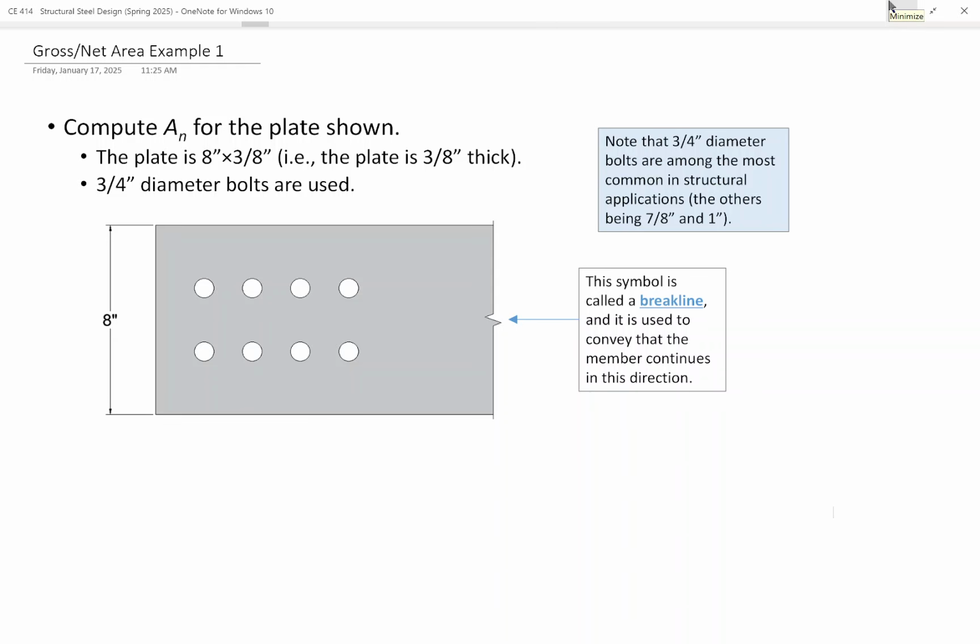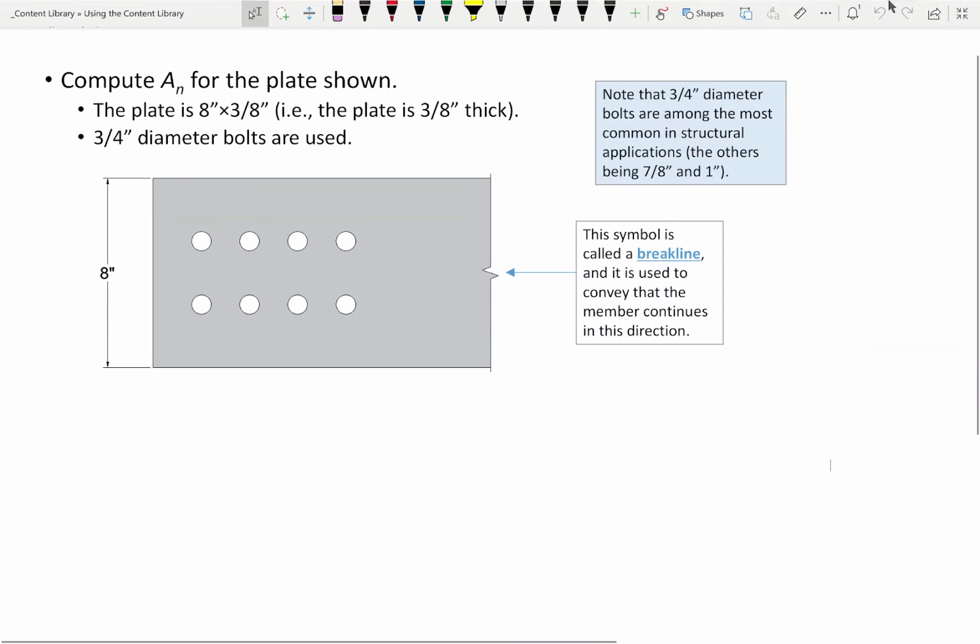Okay, so let's use our noggins a little bit. How do we compute the net area? Well, conceptually, if we were going to compute the net area, what's the first thing we need to do? Find the gross area. It's 100% right. So let's talk about the gross area.